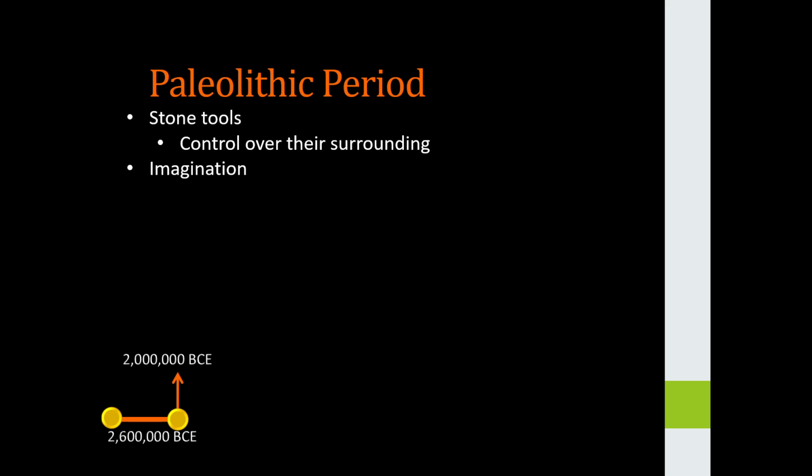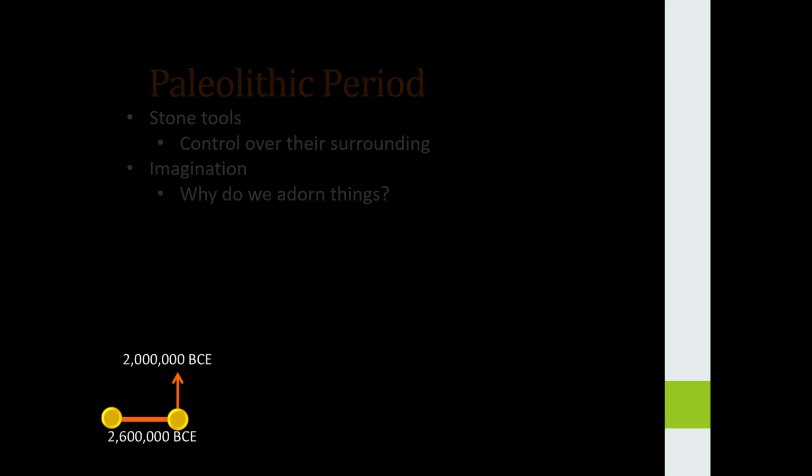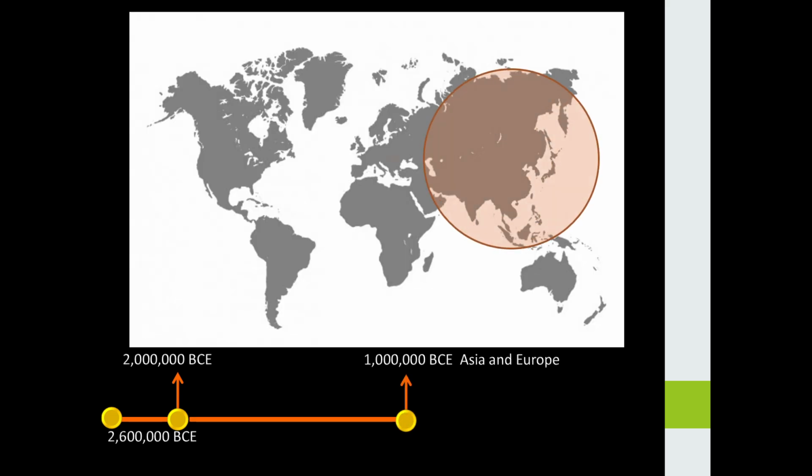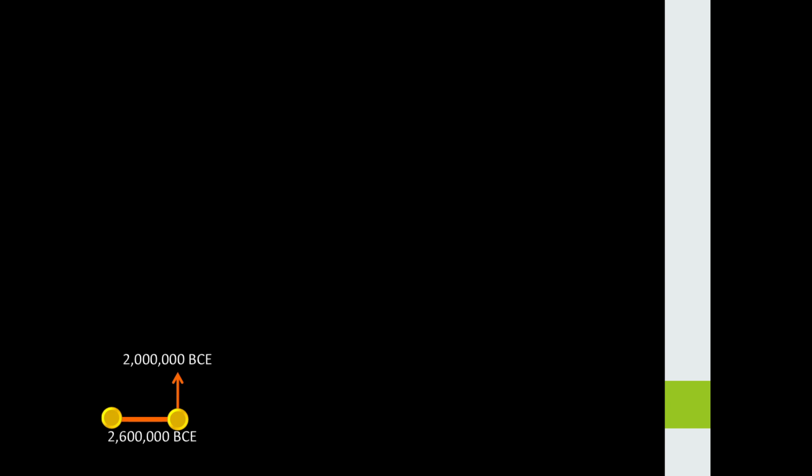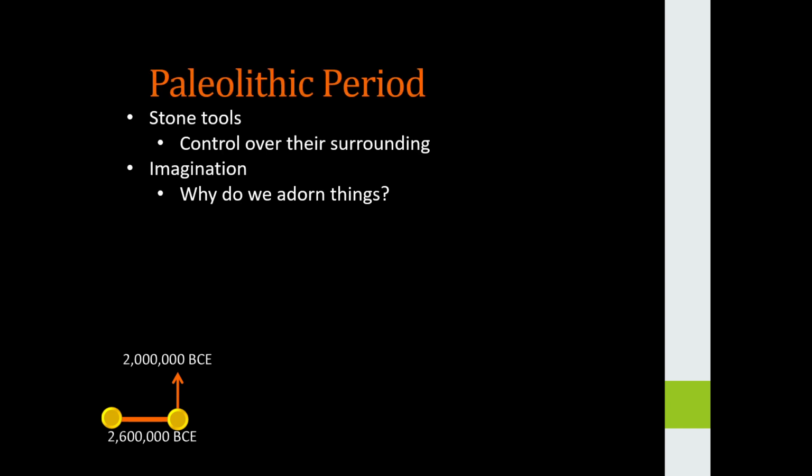Now, one of the things that are happening with these tools and that differentiate us from other species is this ability to imagine, to think further than our own environment and think about possibilities. One of the things about imagination that is important is to think about why we adorn things. Why do we decorate different things around us? What would be the case? Well, before I go any further, let me answer that question. So why do we adorn things?